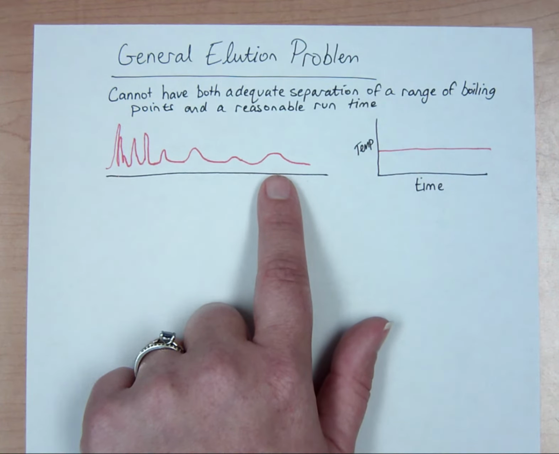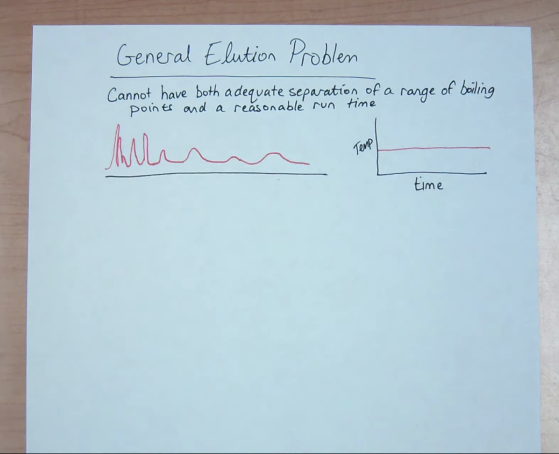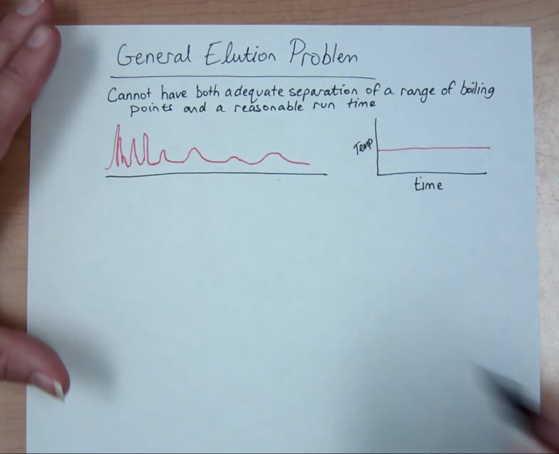This leads to a general elution problem, which says that we cannot have both adequate separation of a range of boiling points and get them off in a reasonable runtime. So this obviously presents a major setback in chromatography. However, there's a correction that we can do, and that is called temperature programming.